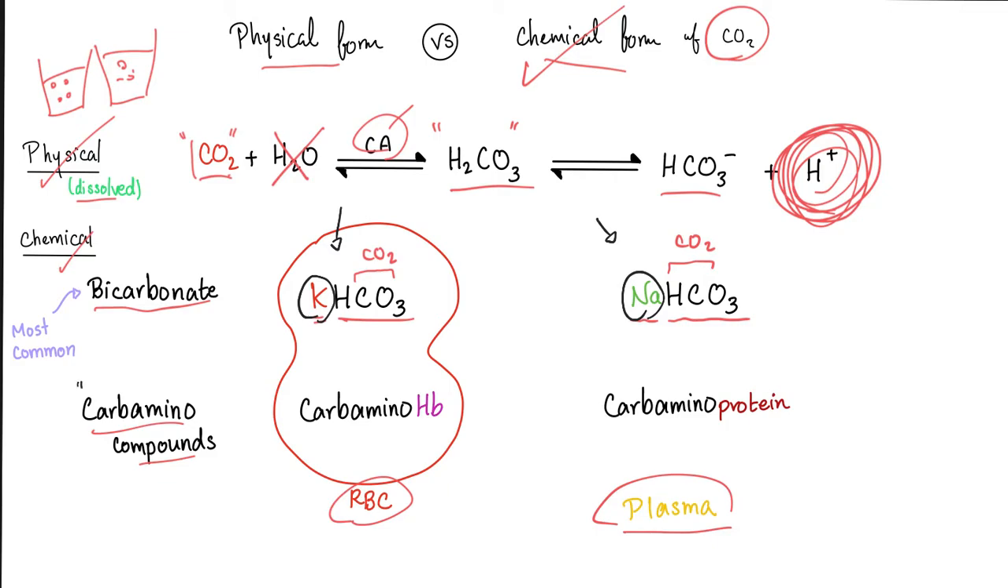Hello? Then, carbamino compounds. If you are within the RBC, you are carbaminohemoglobin. If you are outside of the red blood cell, you are carbaminoprotein. Why not hemoglobin outside of the RBCs? Because hemoglobin is inside the RBCs. That's where it's supposed to be.